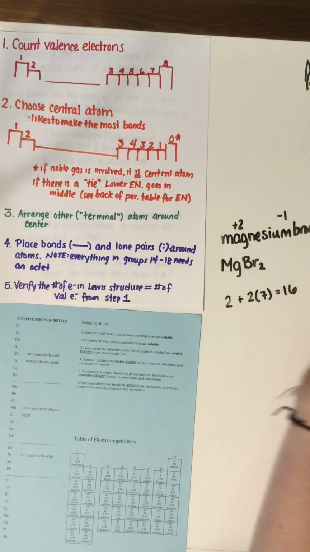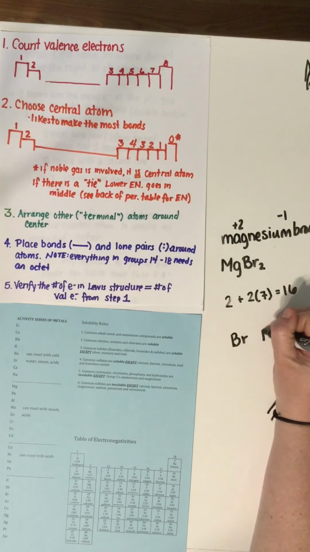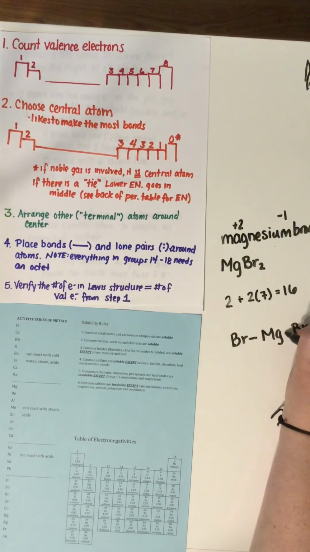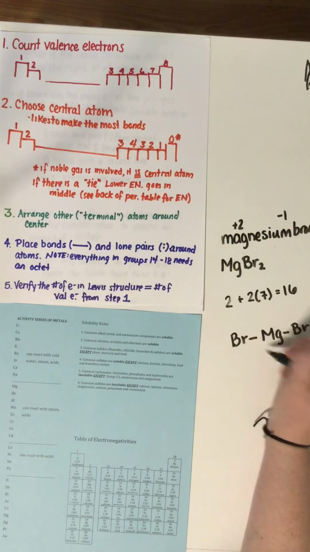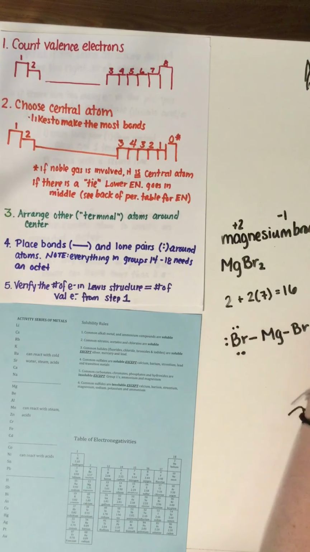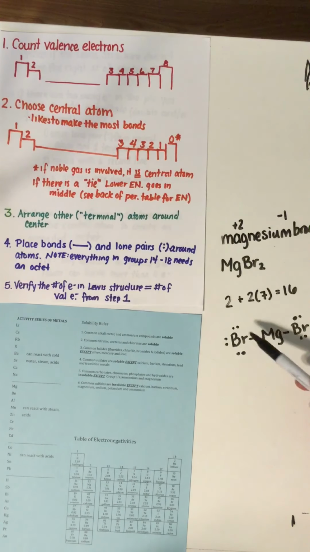Magnesium likes to make 2 bonds, bromine only likes to make 1, which means the magnesium is going to go in the middle. We put lines between them. Magnesium's in group 2, so it doesn't get any dots, but bromine's in 17, so they do need an octet. And then we count our electrons. 2, 4, 6, 8, 10, 12, 14, 16. 16 electrons, that one's good to go.